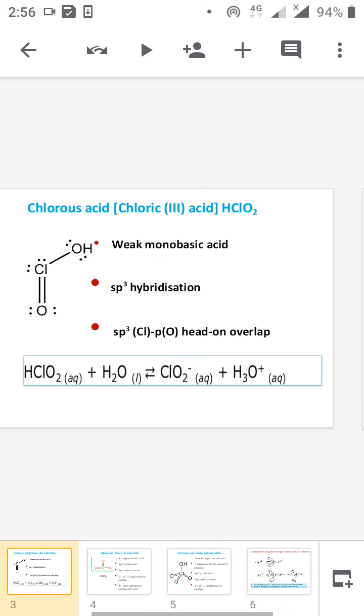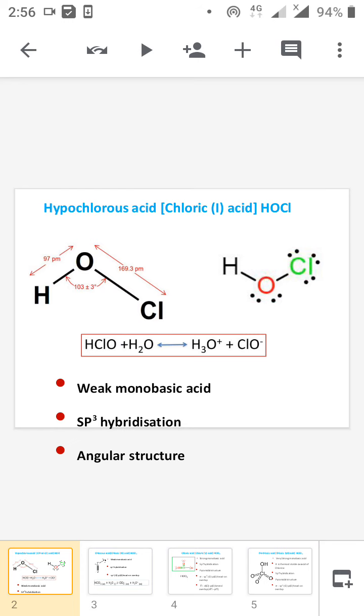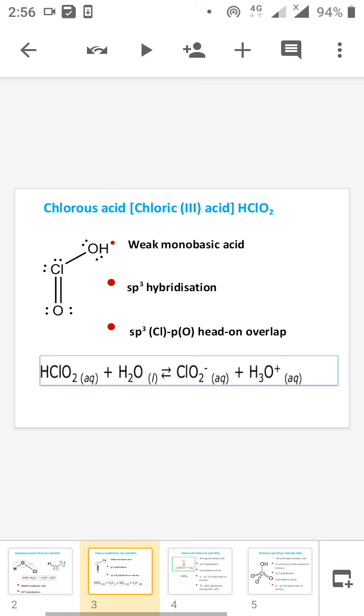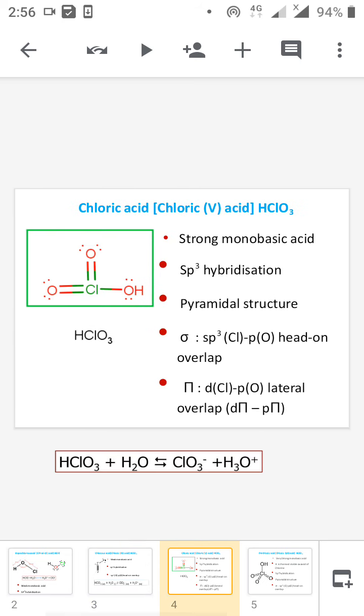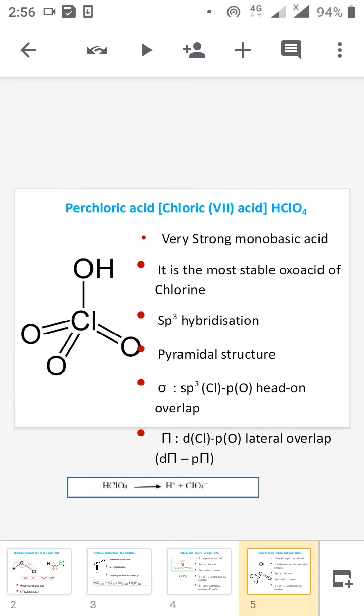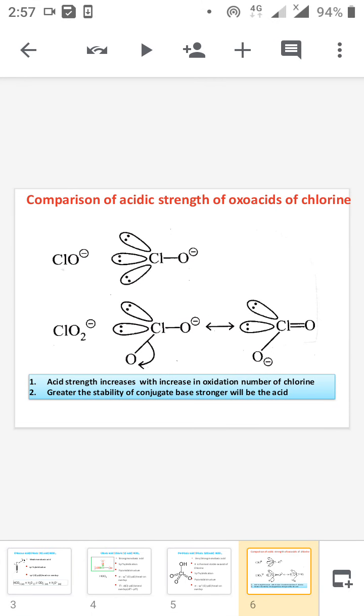Here we can see that in the first acid, hypochlorous acid, the chlorine exists in the +1 oxidation state. In chlorous acid, the chlorine exists in the +3 oxidation state. In chloric acid, the chlorine exists in the +5 oxidation state. In perchloric acid, the chlorine exists in the +7 oxidation state. So as the oxidation state of the chlorine in the oxyacids increases, the acidic property also increases.